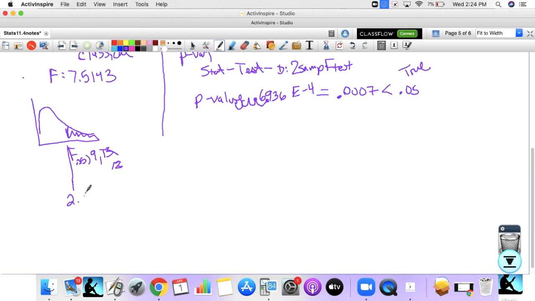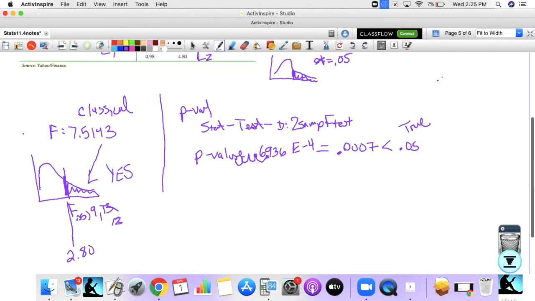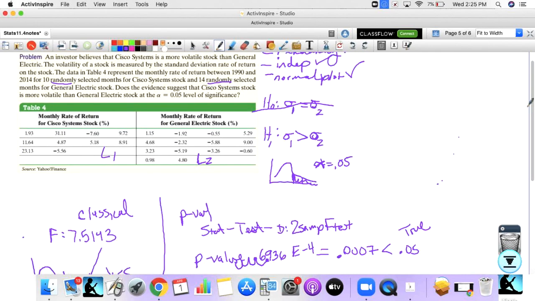So 2.80. So if we think about it, if this number right here is 2.80, this 7.5 is definitely in the shaded region. We would say yes, it is. So yes, there's enough evidence to reject the null and accept the alternative. And then, like always, we write it just like we would normally write one of these. We would say something like, there is enough evidence at a 0.05 level of significance to say that the difference in deviation, okay, because we're looking at standard deviations here, that the difference in deviation is higher for Cisco than General Electric.